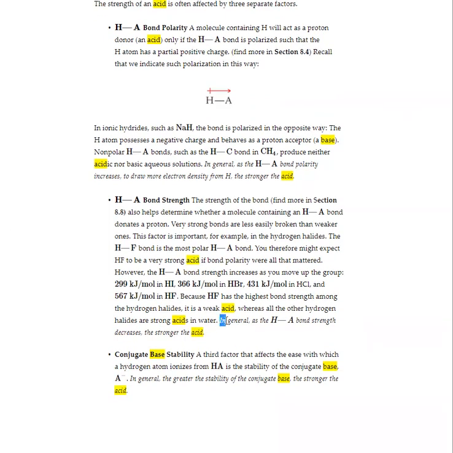Here it's saying, in general, as the HA bond strength decreases, the stronger the acid. So the weaker that bond becomes, the stronger the acid is, because it's more easily able to break into its different ions. Conjugate base stability, in general: this is just something you should memorize. The greater the stability of the conjugate base, the stronger the acid. Stronger acids, more stable conjugate bases.